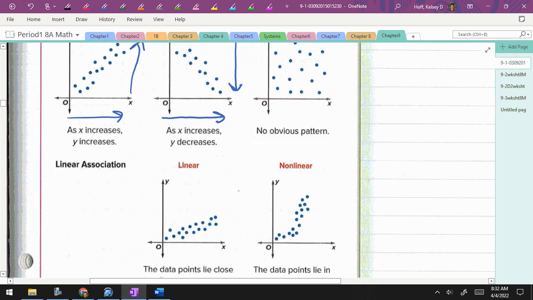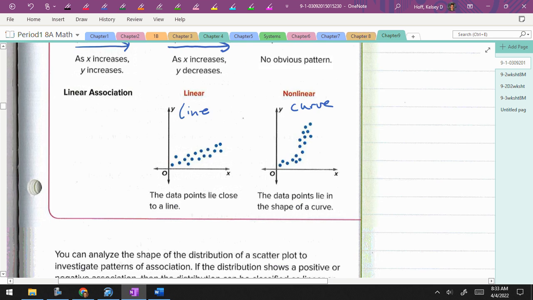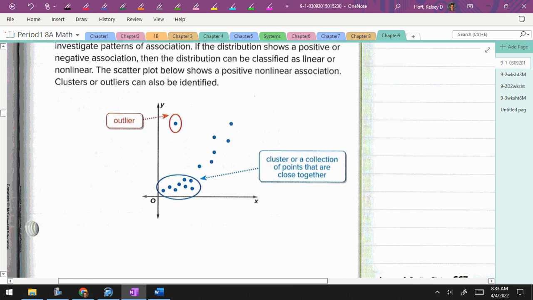We can also talk about linear, which means line, or nonlinear, which is a curve. And a curve is going to be very obvious that there's some type of hook in there, okay? Some type of hook. And the last piece today is outlier and cluster. An outlier is a point that's way far away from everybody else, doesn't look like the rest of the points. And a cluster is a group of points that are really close together.